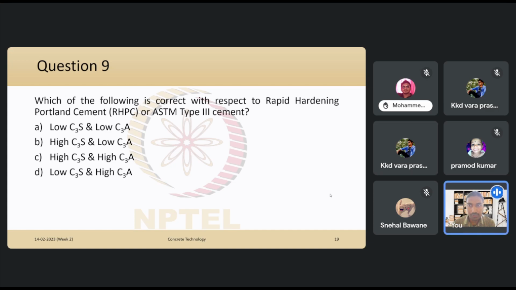Couple of votes for option D, low C3S, high C3A, and one answer for option A, low C3S and low C3A. Okay, any other answers?